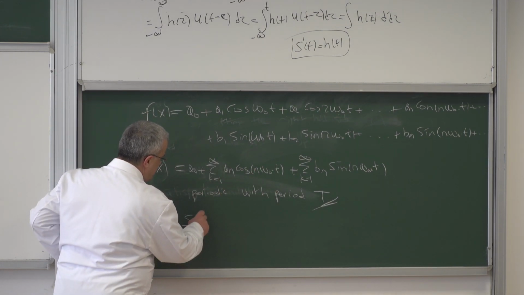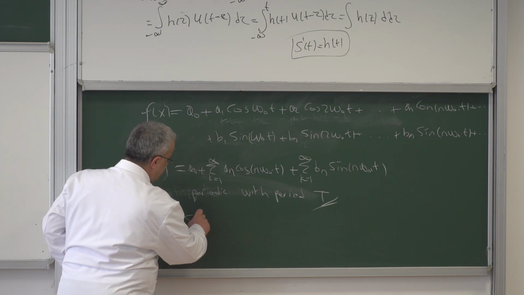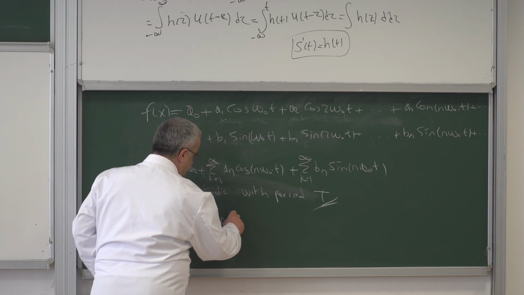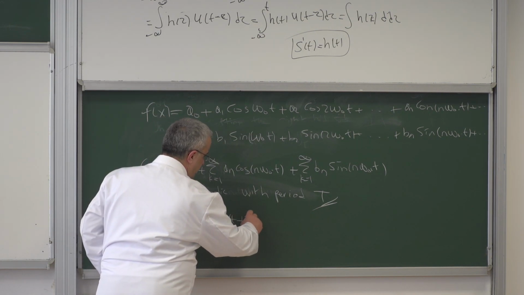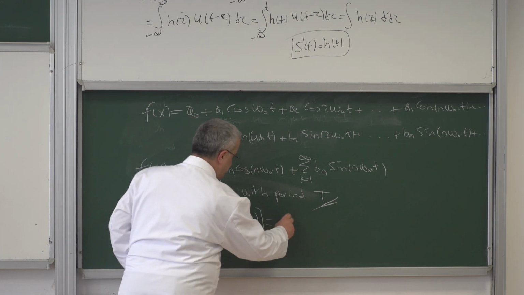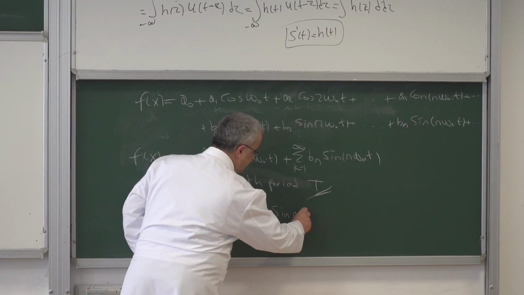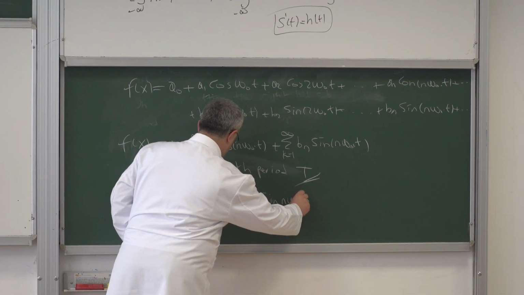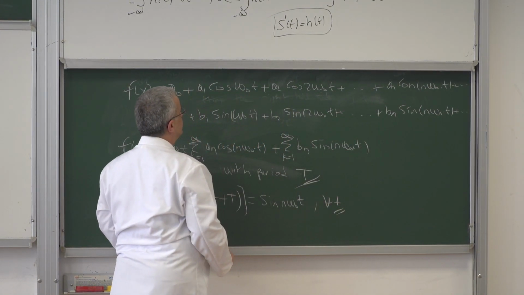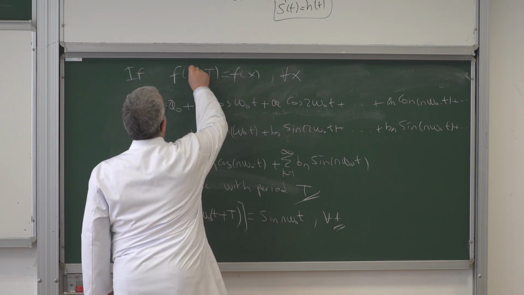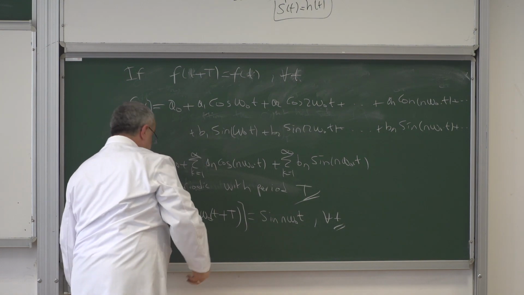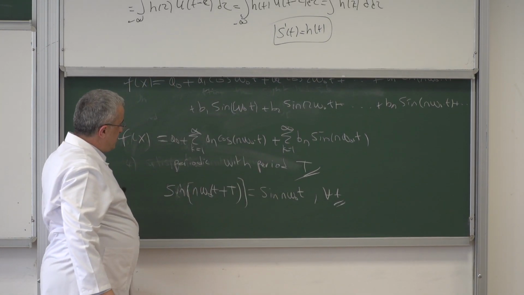Let's say sine of n omega 0 t plus capital T. Is this equal to sine of n omega 0 t for all t? Let me just make this t and this T. I'm sorry. It doesn't matter, but there are more t's here. Is this true?